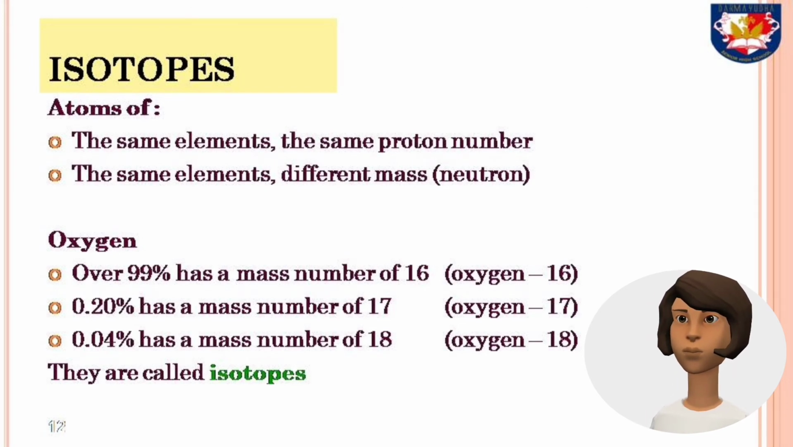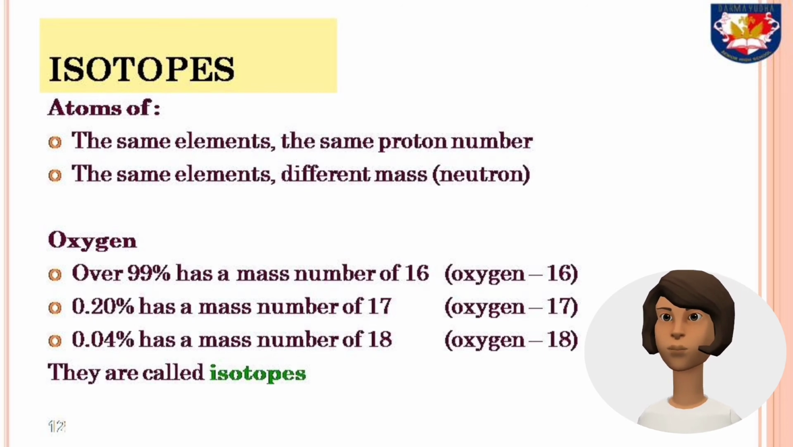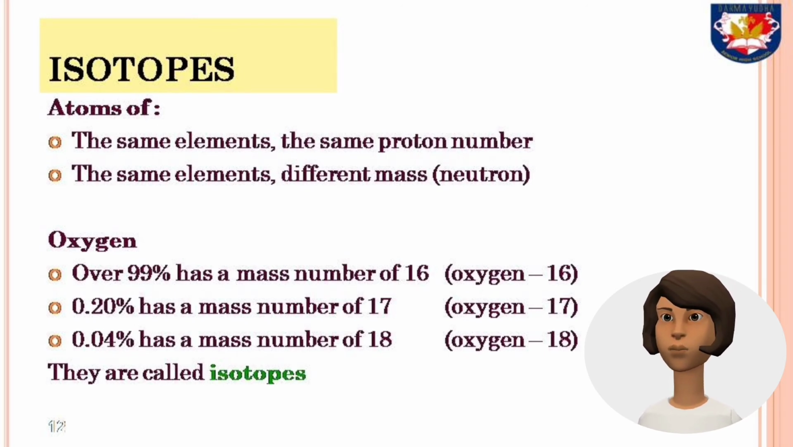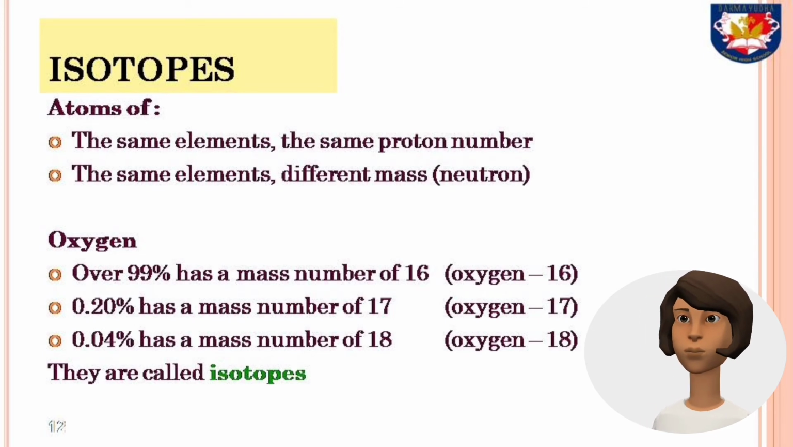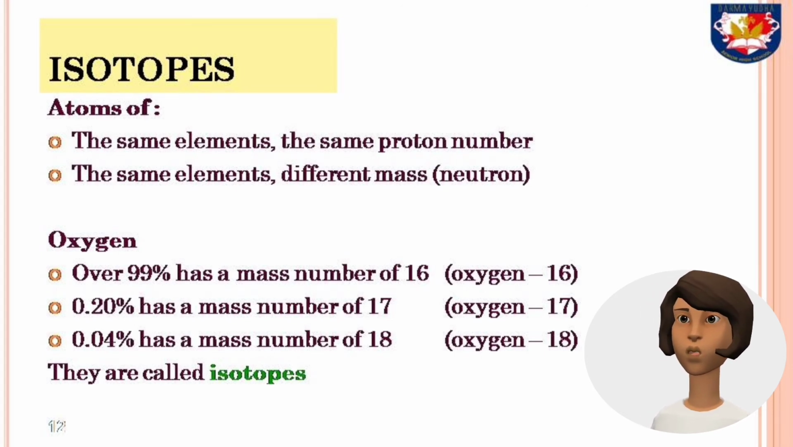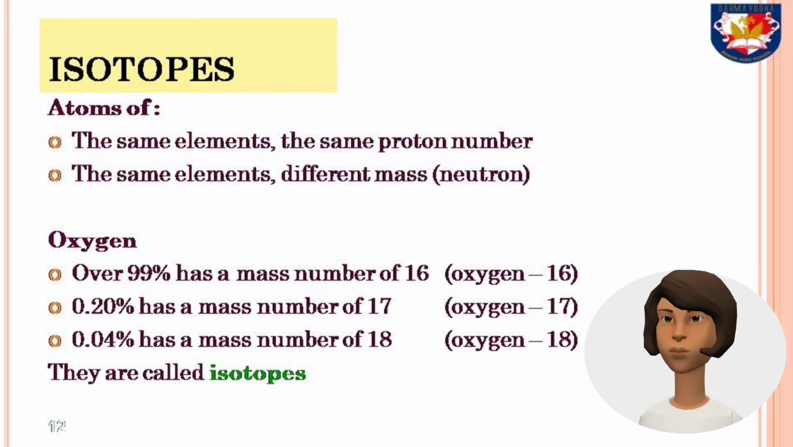Every atom of a given element has the same number of protons, but they can have different numbers of neutrons. That's what we call isotopes. An example of isotopes here is oxygen. There are oxygen atoms with mass numbers 16, 17, and 18. So they are called isotopes.